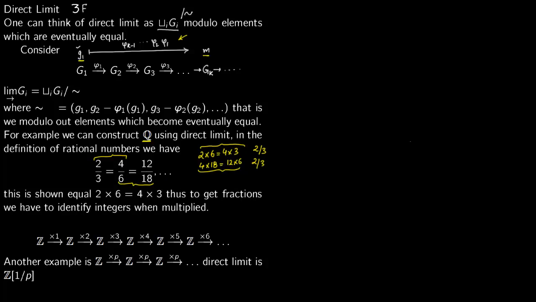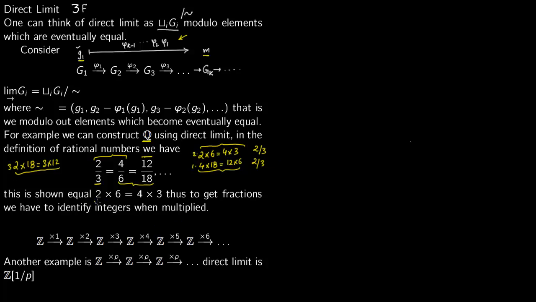Now you can also write this 2 by 3 as 2 by 18, so I'm taking this fraction and this fraction, so 2 times 18 is equal to 3 times 12. So you glue these together also. So we have glued this, this, this, all of them are glued together, or they're equivalent to 2 by 3. This is the information we are going to use now to construct the direct limit.